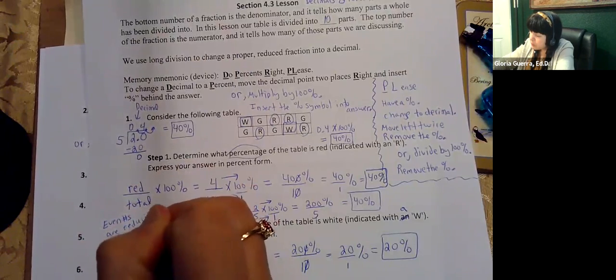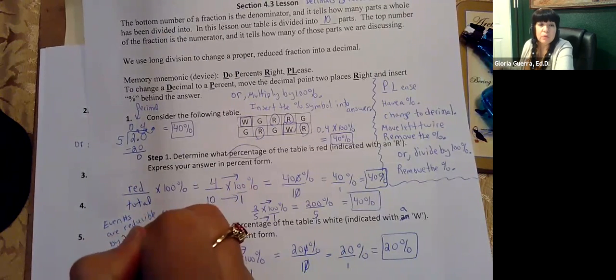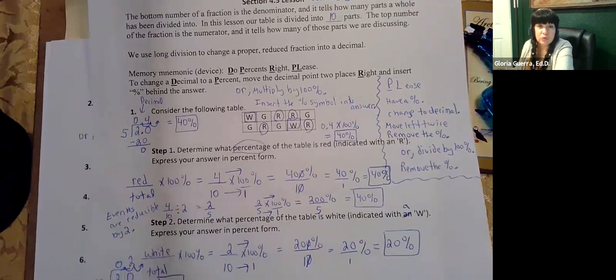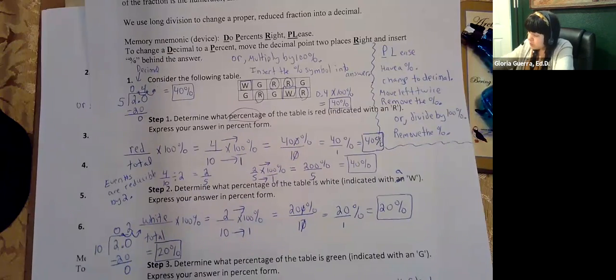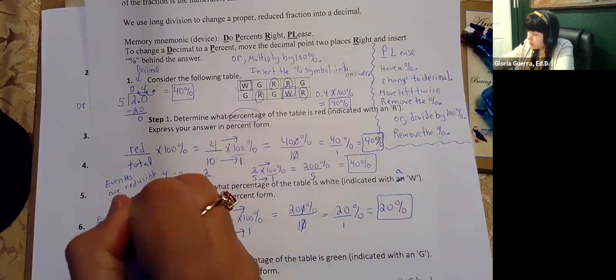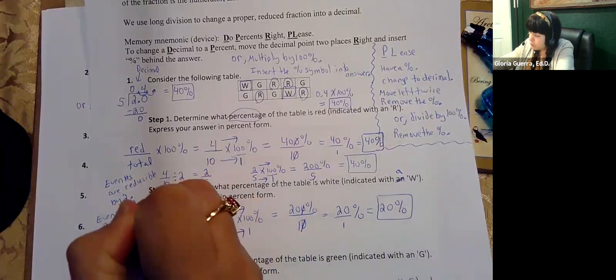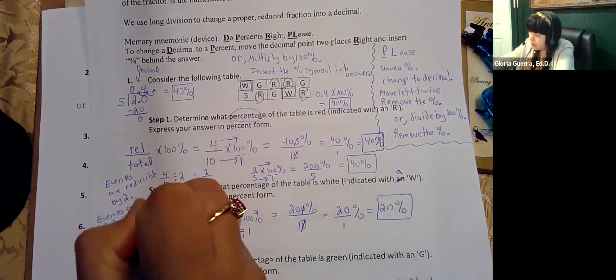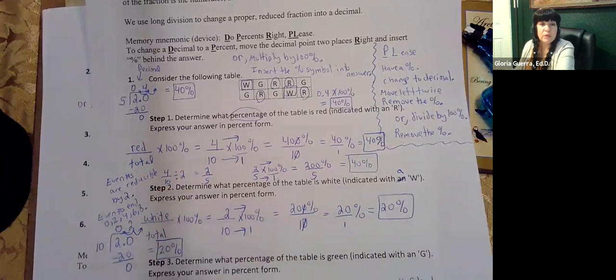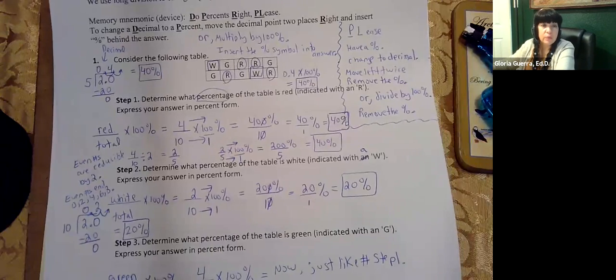I'm not sure if I spelled that right. Reducible by 2. Even numbers are reducible by 2. And even numbers end in a 0, a 2, a 4, a 6, or an 8. So remember your divisibility lesson, even numbers are reducible by 2.